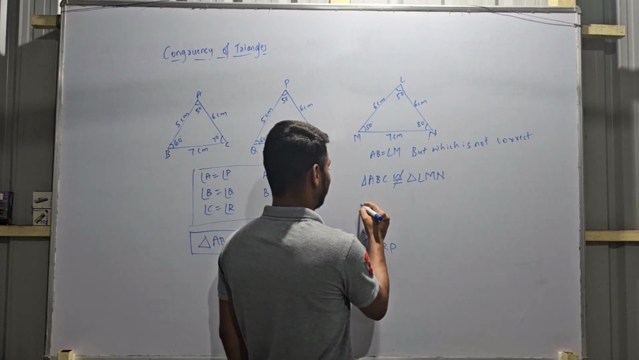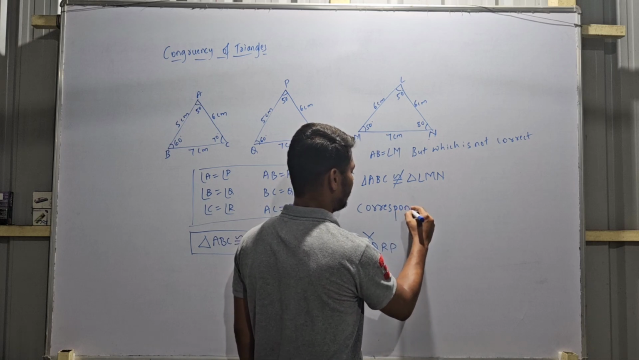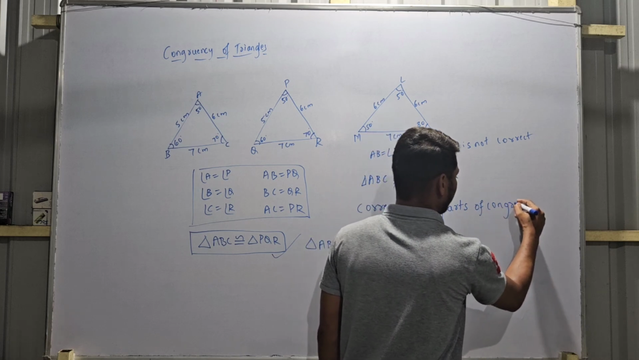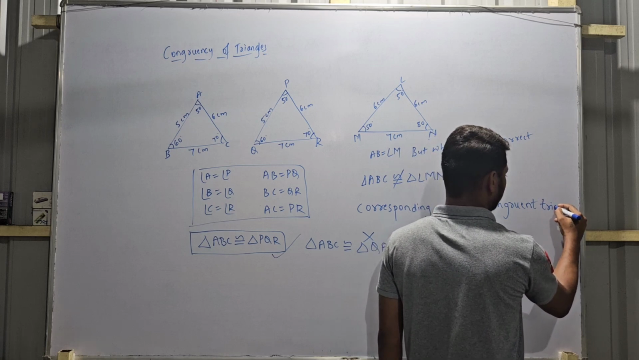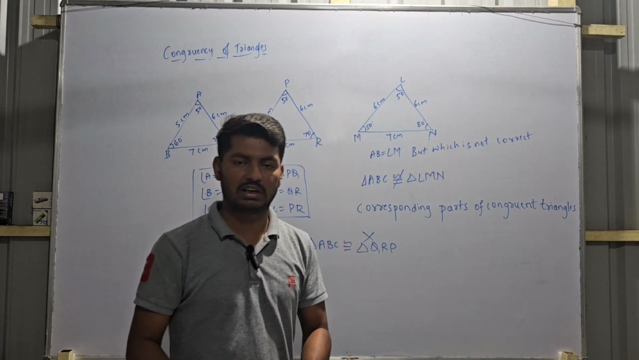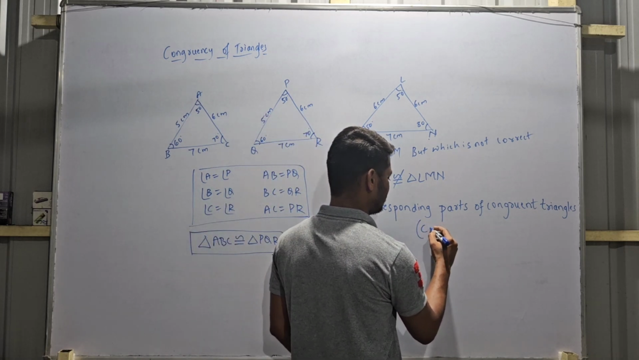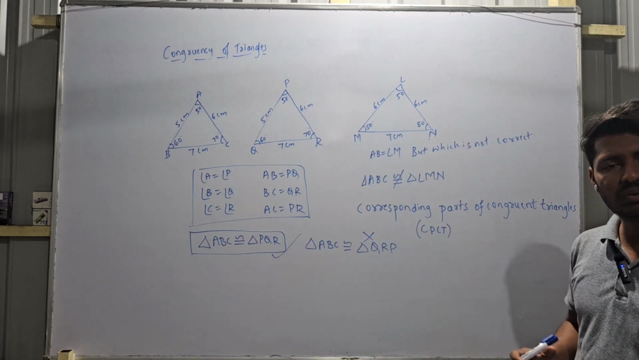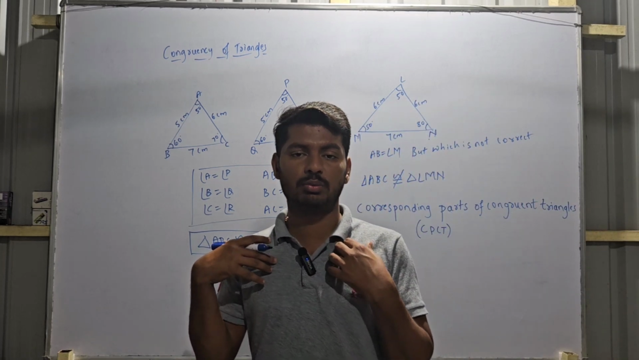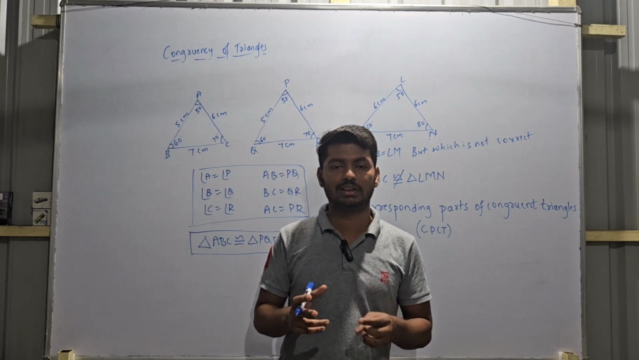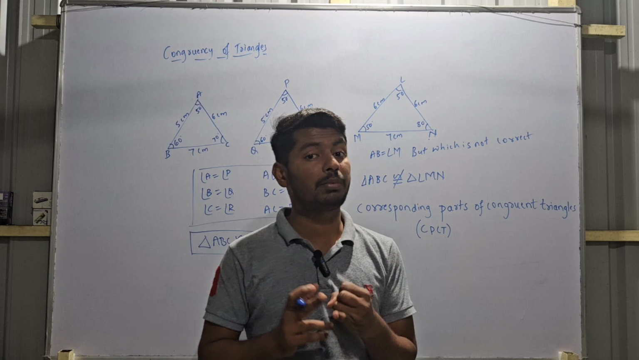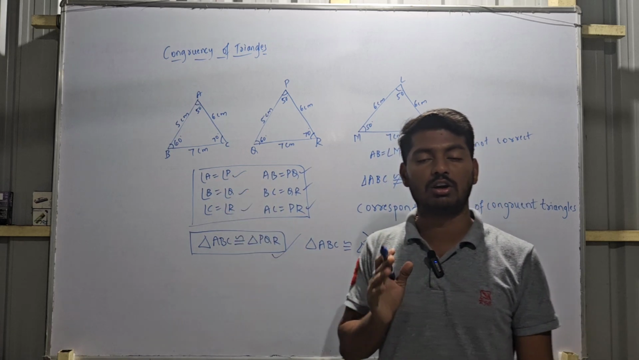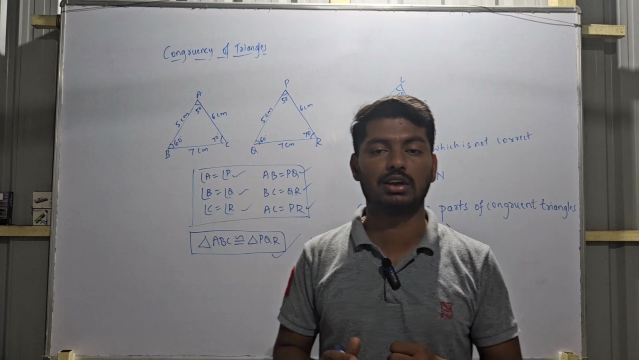That we can take as corresponding parts of congruent triangles. In short form, we will write it as CPCT. That means corresponding parts of congruent triangles. The meaning of this statement is, whenever we are given two triangles and the triangles are said to be congruent, then immediately we should think that the corresponding parts will be equal. That is, all the 6 parameters, that is 3 angles and 3 sides, are always equal whenever they have given that two triangles are congruent.